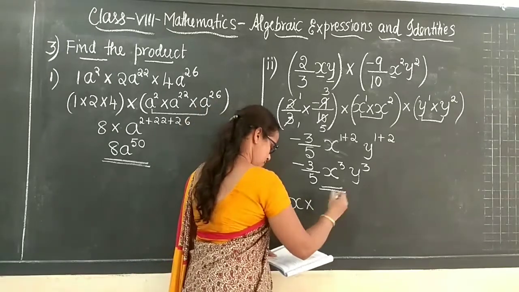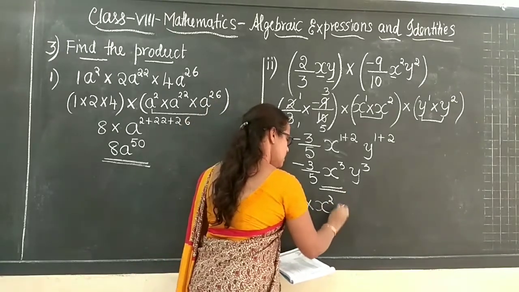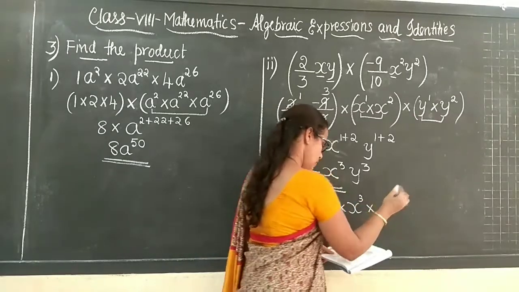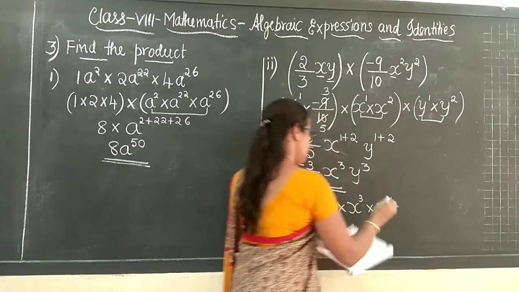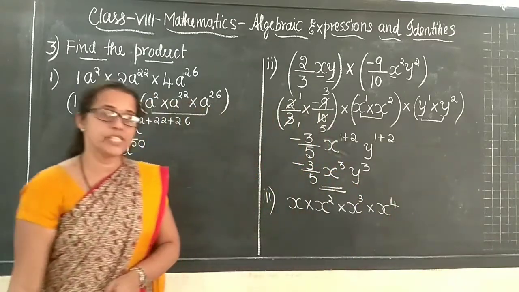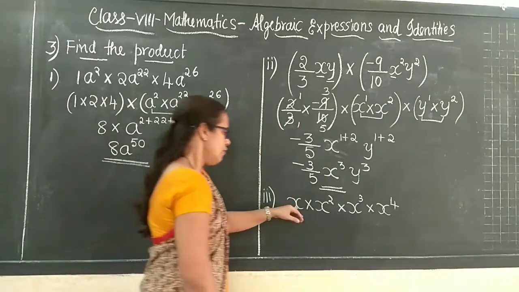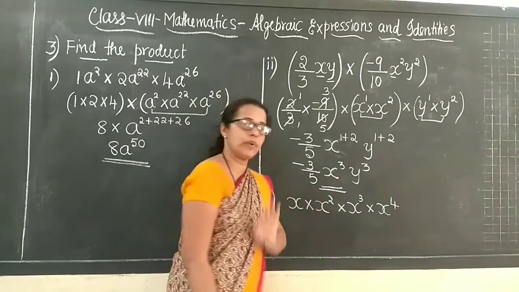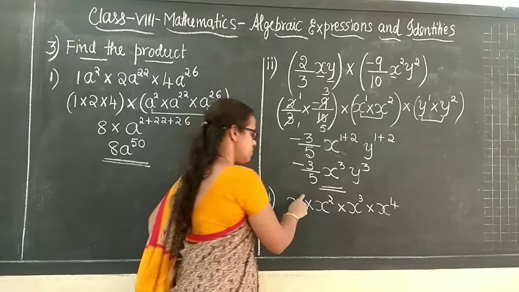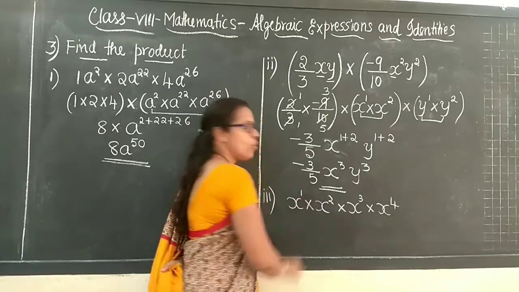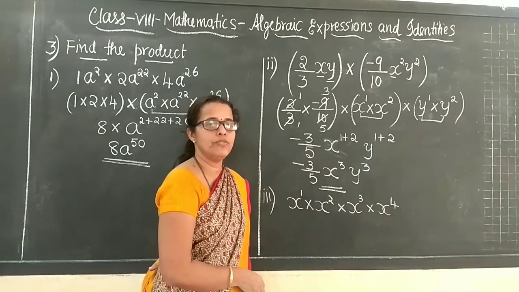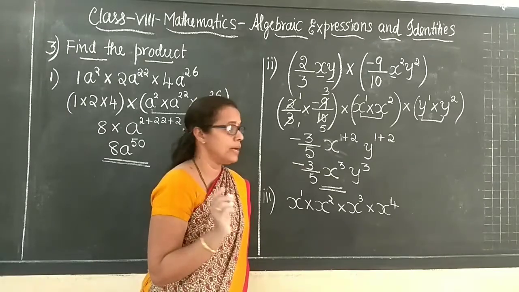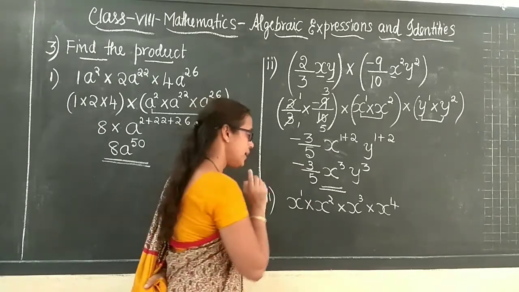X into x 2 times into x cube into x to the power 4. So see, only variables are present. First you have to see whether all the powers are present or not. In this, a power is missing. What should I write? 1. Okay, x to the power 1. No power means you can apply 1 there. Another number you cannot apply. Got it? Another number cannot be applied.